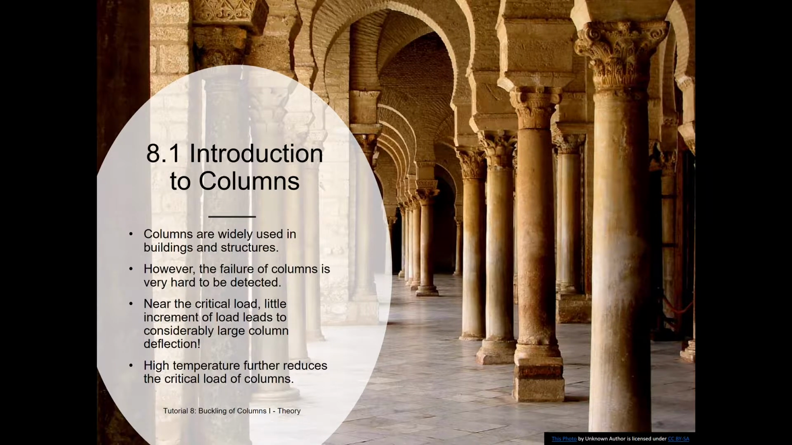Now let's go to the core of this chapter, which is columns. Columns are widely used in buildings and structures. For example, in the background, you can see some columns. There are a lot of columns here. They are all supporting the ceiling of a building. You can imagine this is the ceiling. It could be very, very heavy, and below it there are so many columns supporting its weight.